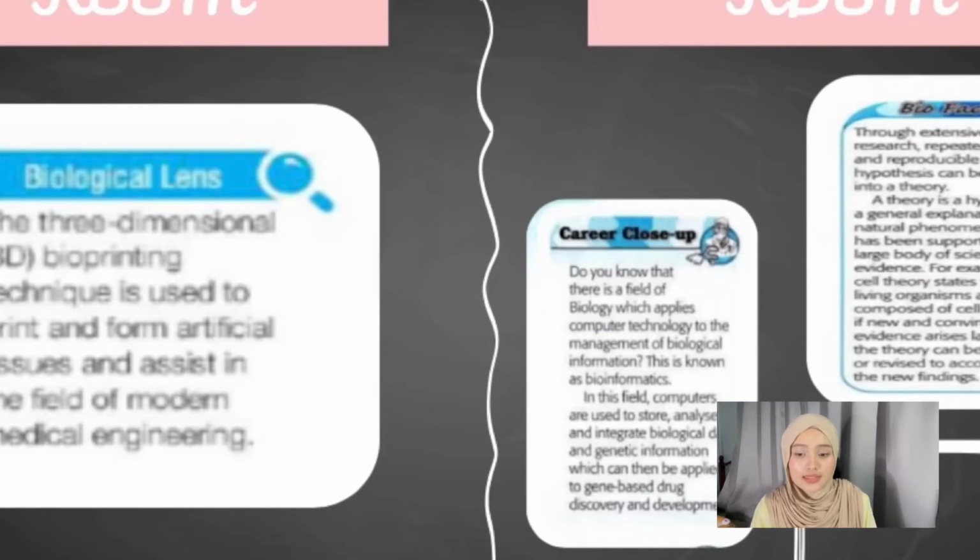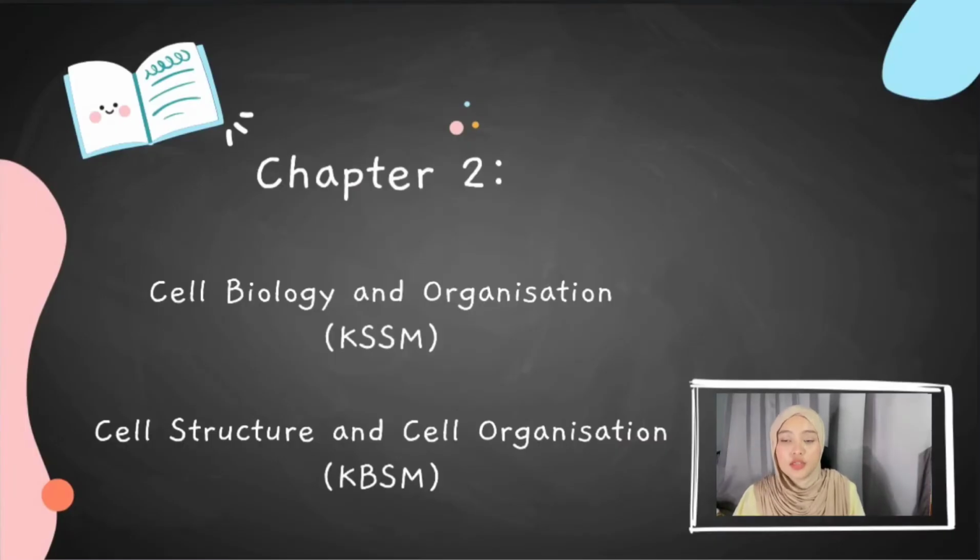So now, let's take a look at the difference between KSSM and KBSM for Chapter 1. In KSSM Chapter 1, it only has 1 key concept, which is Biological Lens. And in KBSM, it contains 2 key concepts, which are Career Close-up and Biofacts. Now, let's proceed with Chapter 2.